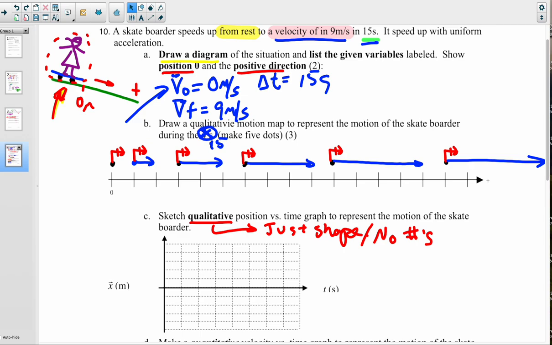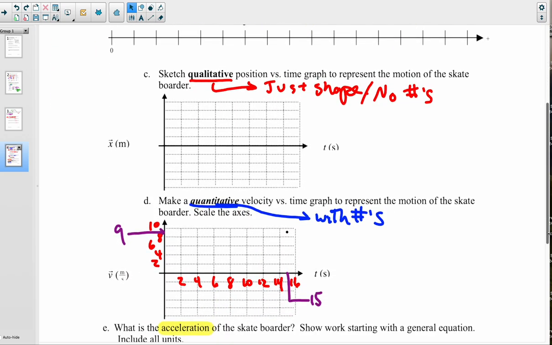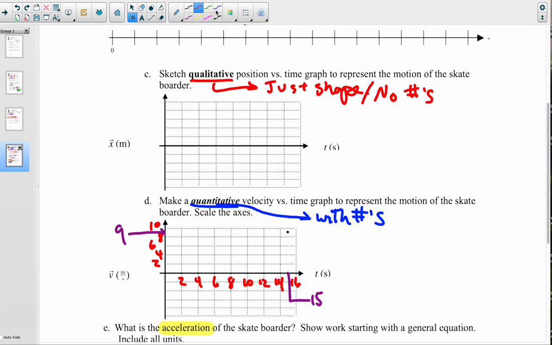Next up on the video, scrolling down through here, we would need a qualitative position versus time graph. Because we said that she is starting at position 0 and she is moving in a positive direction while speeding up, we have a top open curve here. Again, there's no numbers necessary on that.